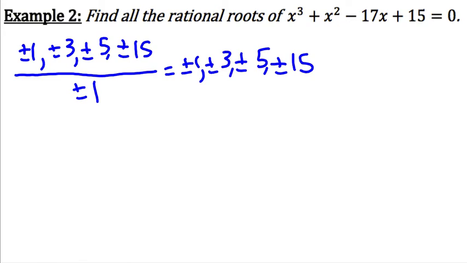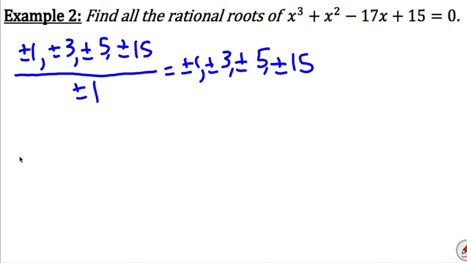Now, you could jump around and you might happen to guess it on your first try, okay? But unless you happen to guess correctly on the first try, that's not going to be the best way to do it. The best way is just to go 1, -1, 3, -3, 5, -5, and then 15 and -15. That's the best way to do it. So that's the way I'm going to attack these, is just by going in order.